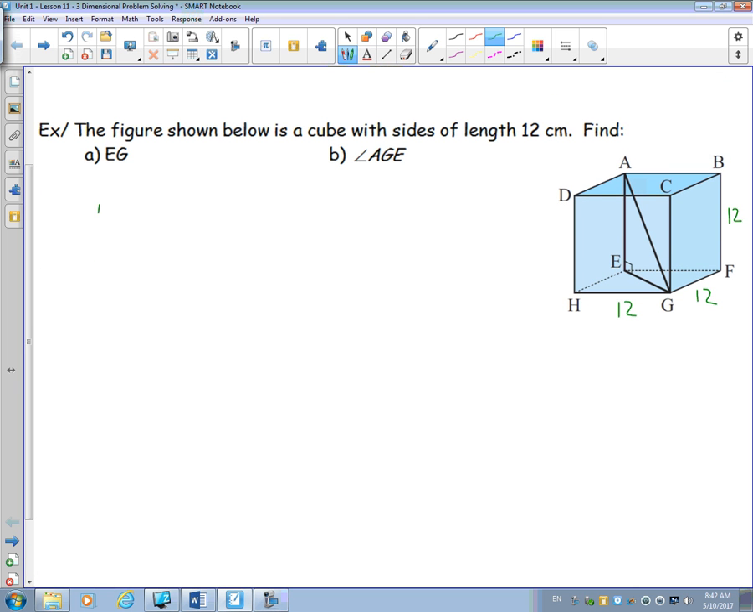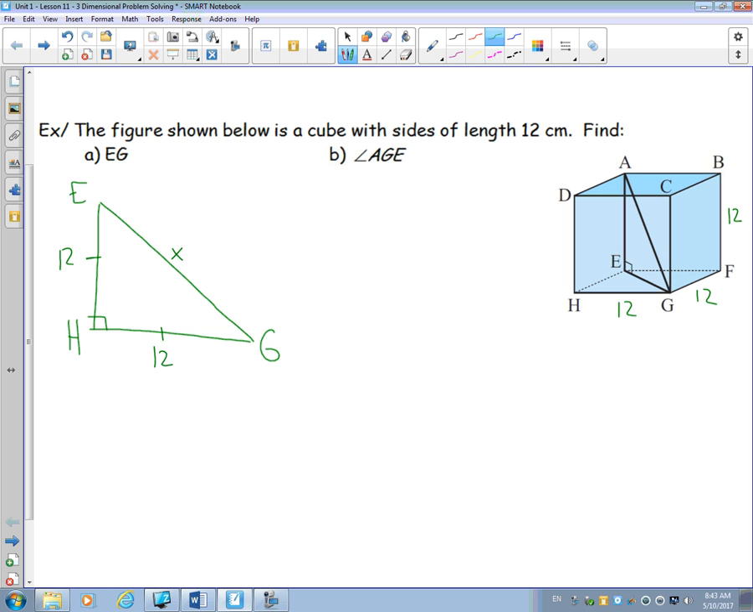So what do I know? Well, I know EG is part of a right angle triangle. In particular, if I look at the ground, H is a corner, E is a corner, and G is a corner. And I know this is a right angle because it's a cube. Cubes are made up of squares. Squares have right angles in them. I also know that these two things are both the same length because it was a cube. They're both 12. So EG is here.